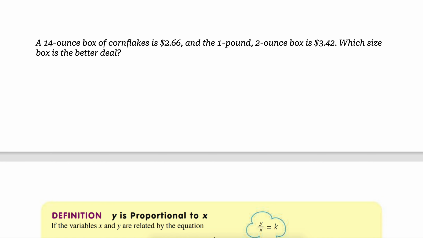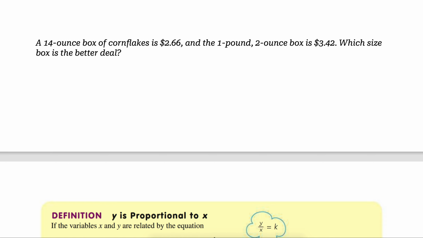A lot of times you go to the grocery store and they'll have the stickers with the prices, and they will also give the price per pound or the price per ounce. So if you're trying to find the best deal, you can look for which item has the cheapest price per unit. In this case, we're given a 14-ounce box and then a 1 pound 2-ounce box.